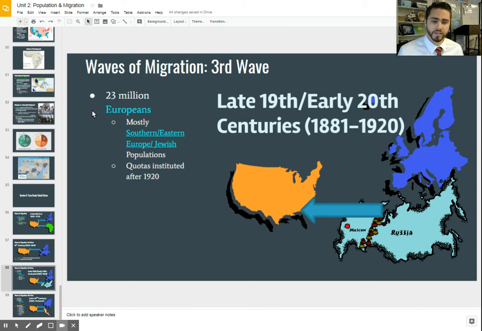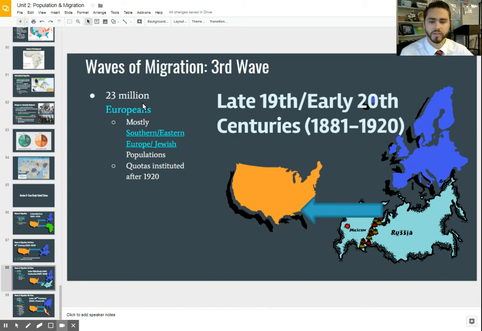23 million Europeans, that's a lot, and most of them are immigrating to cities. As you know, that's a common factor in migration. They're moving to big cities like New York and Philadelphia and Boston and ones that are popping up out west as well. And this is when we first start seeing quotas being instituted.